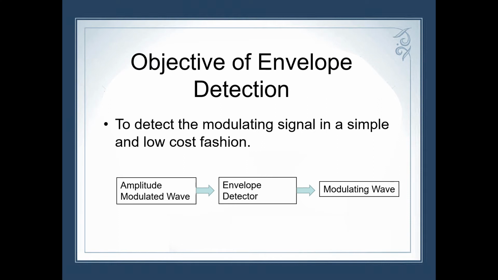At first, I will talk about the objective of envelope detection. The main objective of envelope detection is to detect the modulating signal in a simple and low cost fashion. So in this process, the amplitude modulated wave will be passed through the envelope detector and finally we will get the modulating wave. So here the amplitude modulated wave is our input and finally the modulating wave is our output.